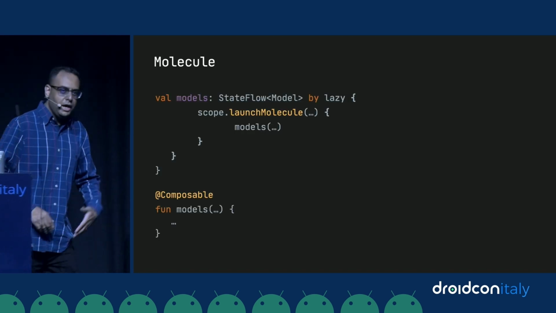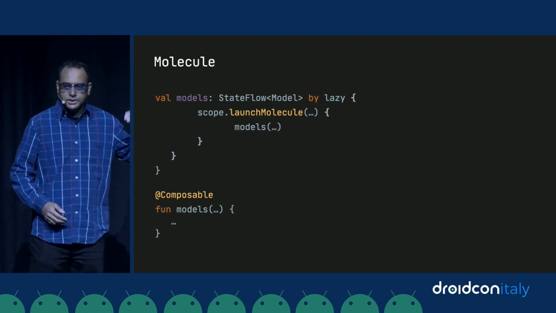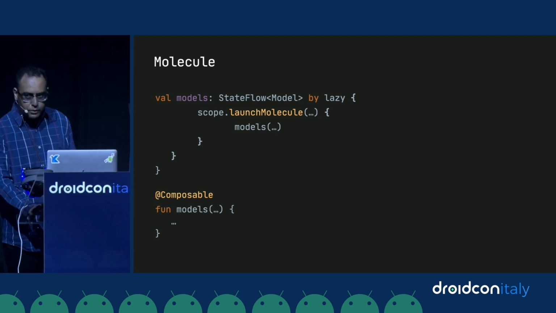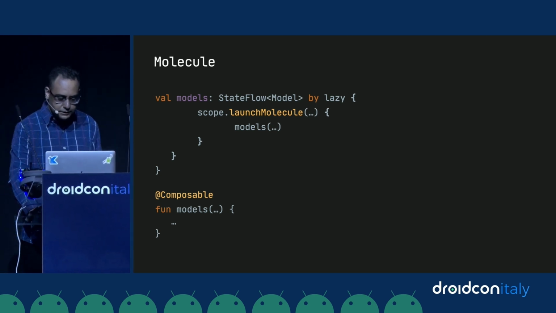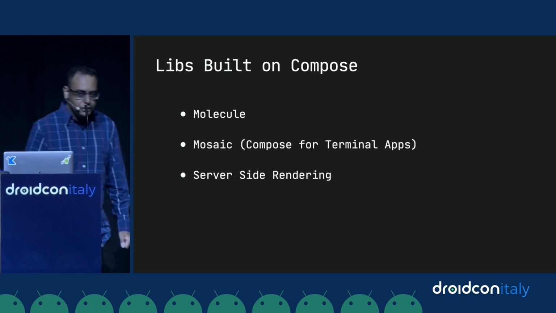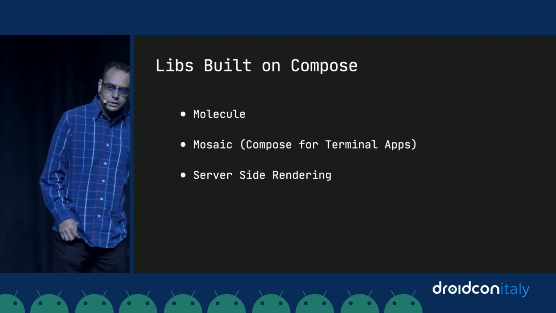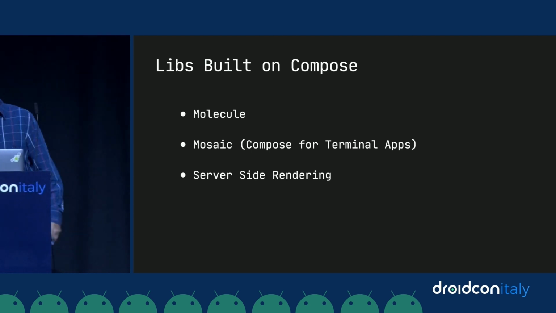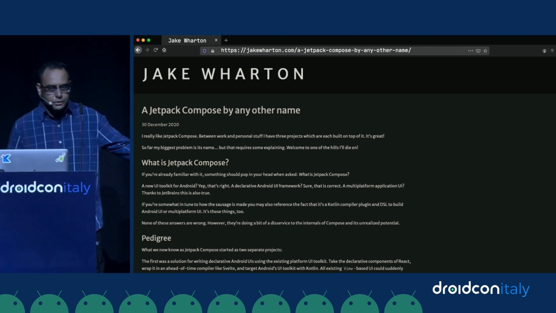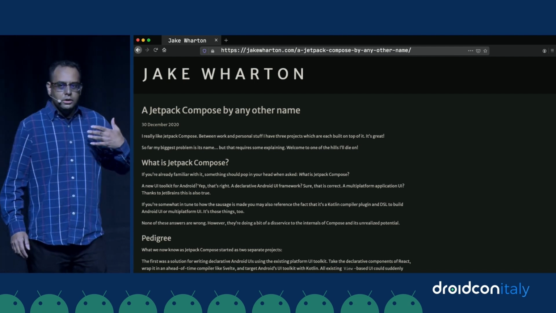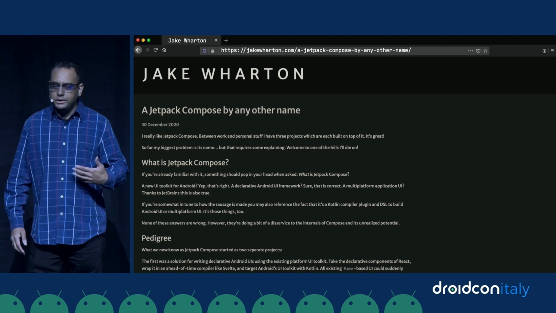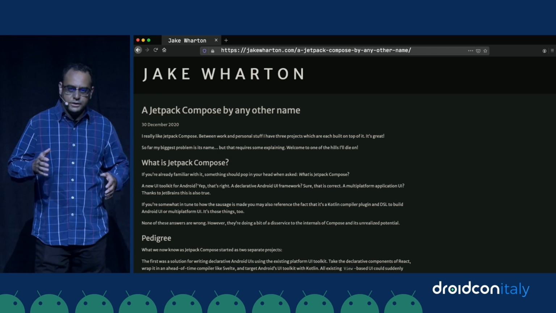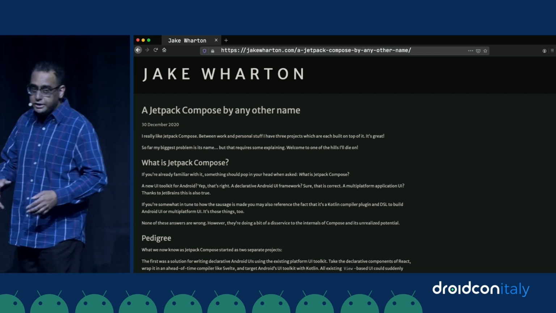This is an example of a library that utilizes Compose underneath the hood, which is setting up a state flow. So this is an example of using Compose in a different use case. There are also examples of using Compose, for example, to build terminal apps. You could also use it for server-side rendering. There's a really good article by Jake about the difference between Compose and Compose UI. It talks about the nomenclature, and how those two things are different. I recommend checking out this article, which gives you a little bit of history.